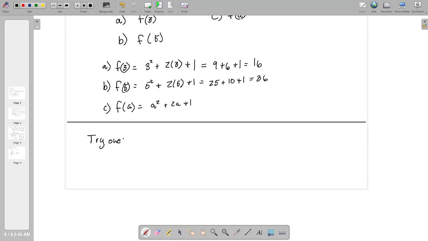But I want you to try one now. If f of x is equal to 1 minus x squared, I want you to find A, f of 0, B, f of square root 2, and C, f of a squared.